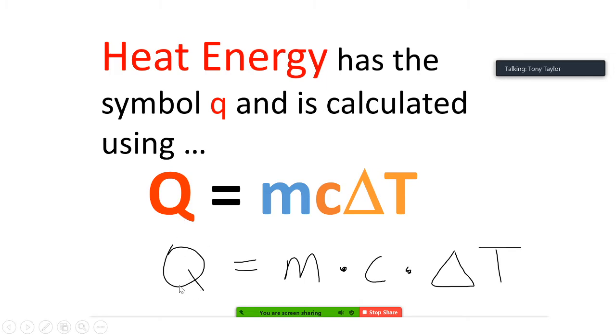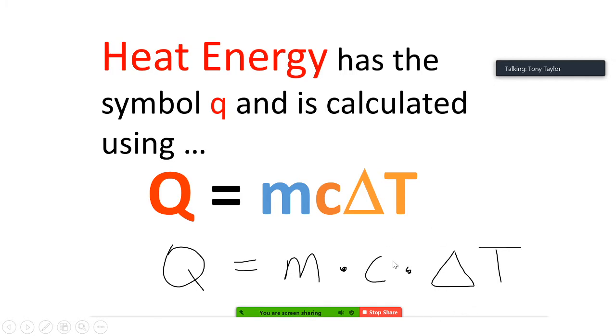So Q stands for the heat energy added to a substance. M stands for the mass of the substance. C is what is known as the specific heat capacity of the substance, and this is just a constant for different substances. And delta T stands for the change in temperature of the substance.